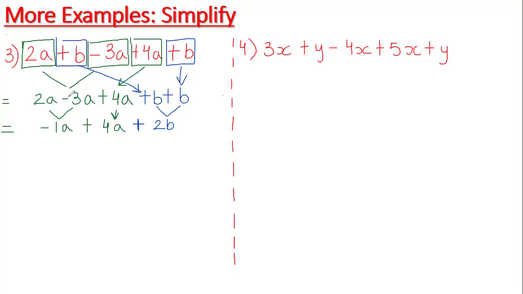All right. Next, we say negative 1A plus 4A. And that gives us what? Positive 3A. Positive 3A. It's going to be positive 3A.